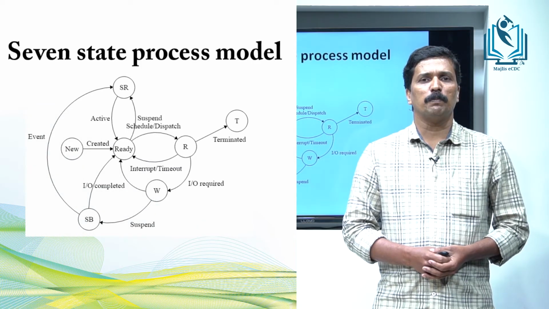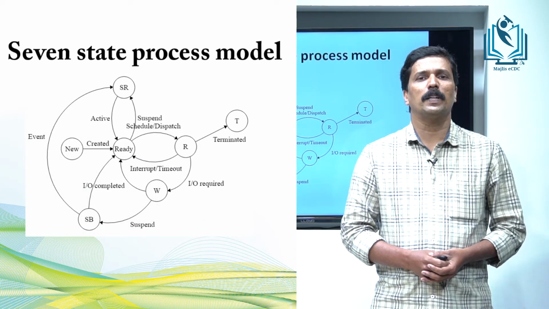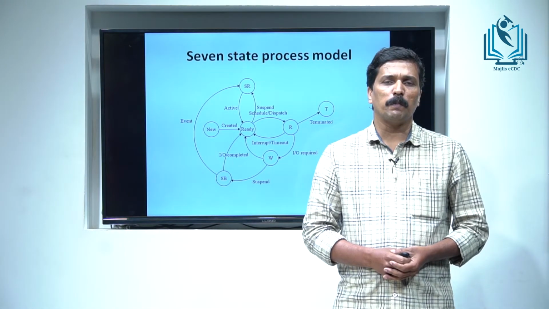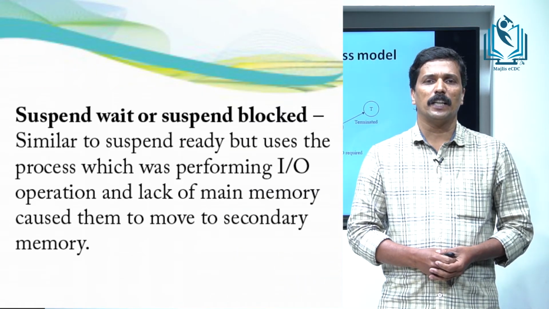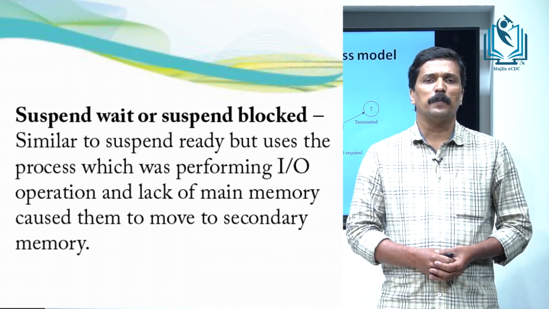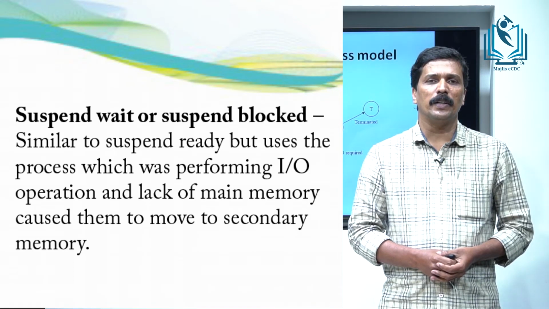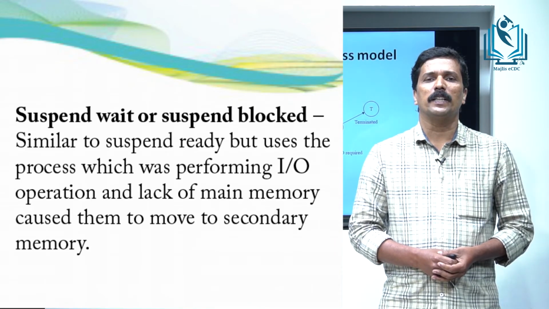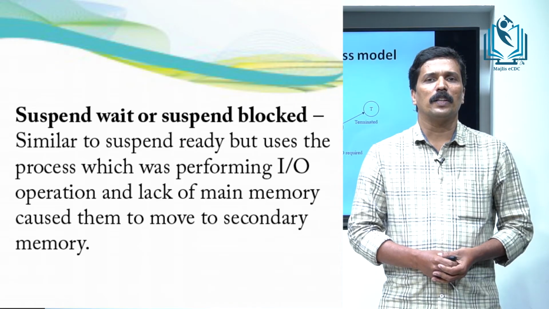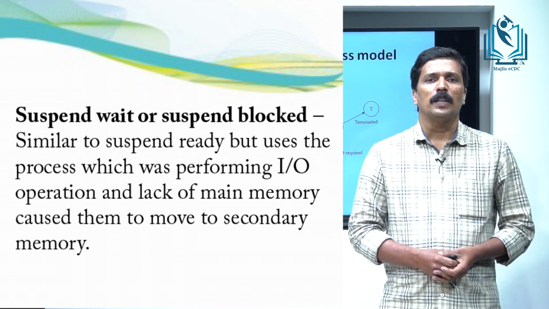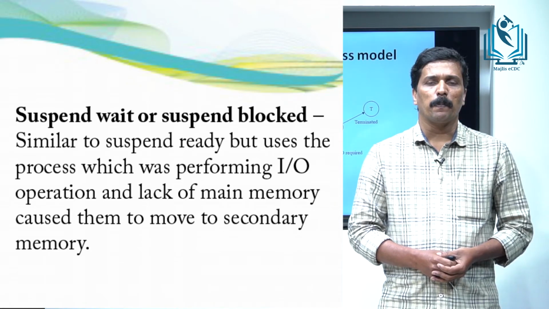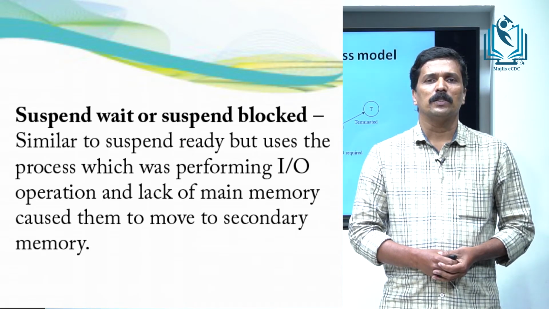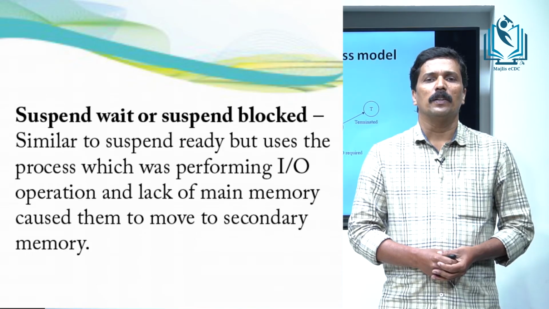In the seven-state process model, we have two more states: suspended block and suspended ready. Suspended block and suspended ready processes reside in the secondary memory. That is, when a new process is created, it moves to the ready queue, running queue, and if it is completed, it moves to the terminated state. If an error occurs or the process needs some inputs, it moves to the waiting queue. Then if the event occurs, the waiting process in the waiting queue is moved to the ready queue.